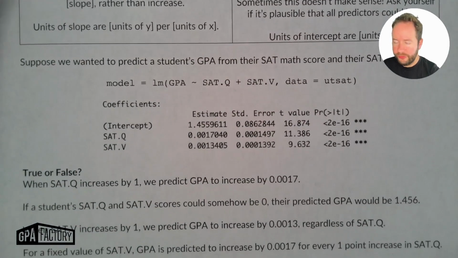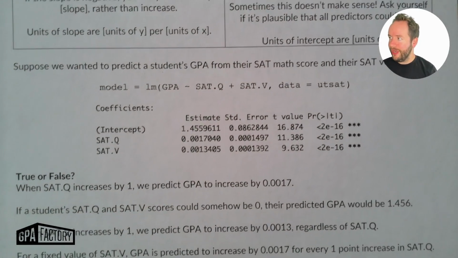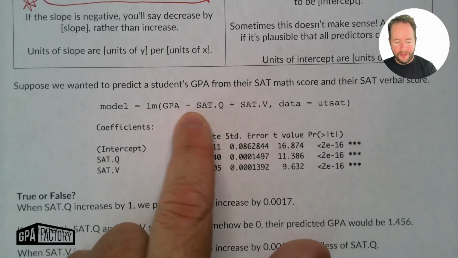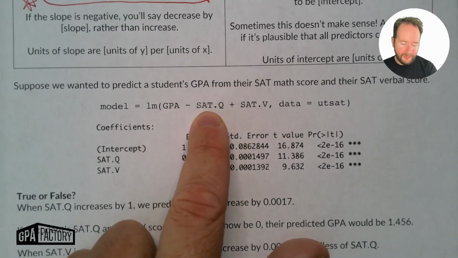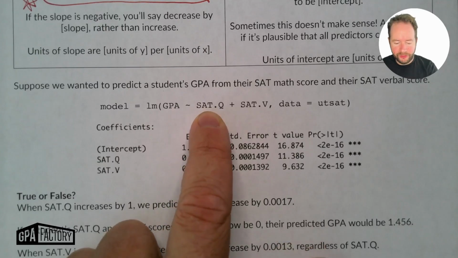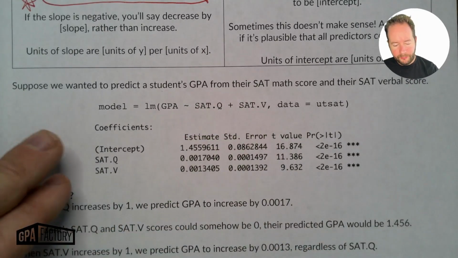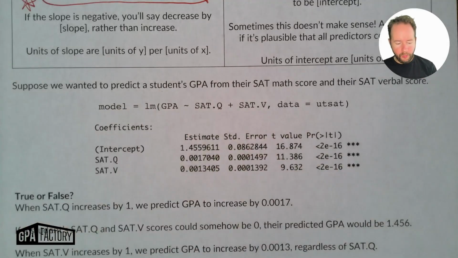Suppose we want to predict a student's GPA from the SAT math score and their SAT verbal score. There's a model we would make. There's GPA based on SAT-Q, where the Q stands for quantitative, but that's the math score, and SAT-V for SAT verbal. All right. The summary output shows this little table here, and now we can answer some questions.